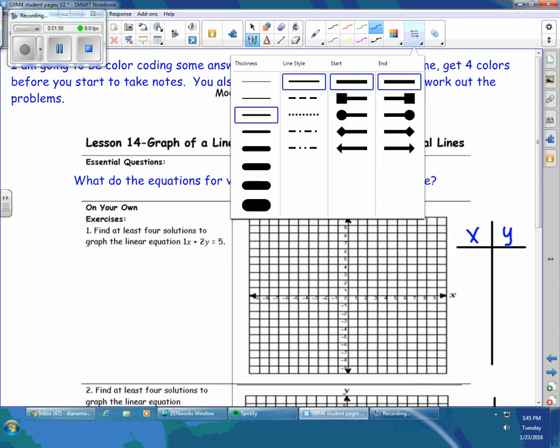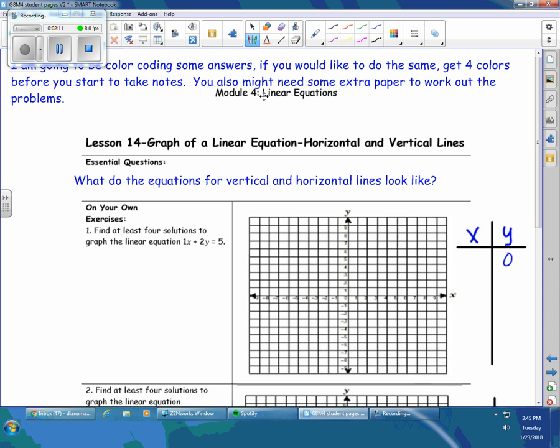I'm going to make my pen a little bit thinner so that you can see my work. So I've got 1x plus 2y equals 5. I'm going to set y equal to 0 to start. So 1x plus 2 times 0 equals 5. And 2 times 0 is 0, so 1x is going to equal 5. I'm going to graph that right away. X is 5, so I come to 5 on the x-axis, and I don't go up or down at all. That's my point.